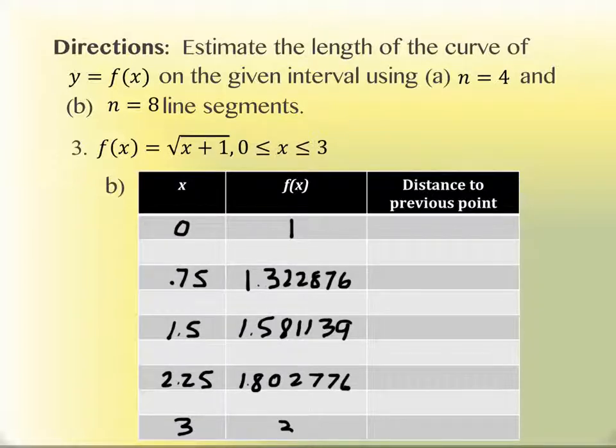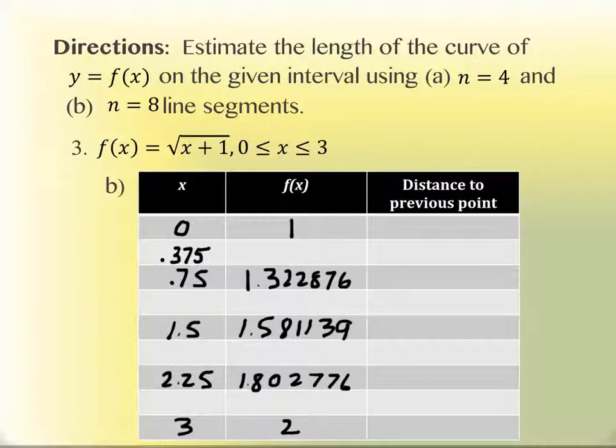1.802776 and 3. I'm sorry, it was 2, wasn't it? 2. Sorry. And then we're going to go back and fill in the blanks. So we need to know what is halfway between 0 and 0.75. Do you know? 0.375, right? And then what's halfway between 0.75 and 1.5?